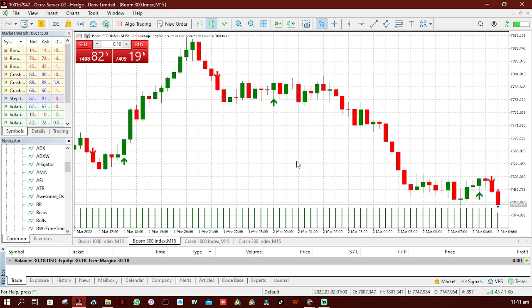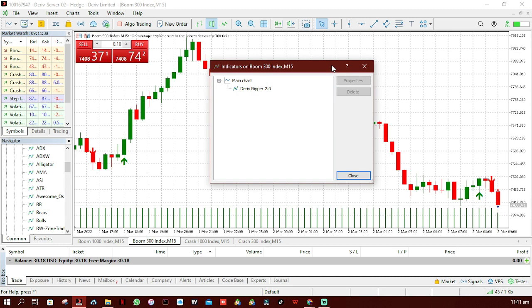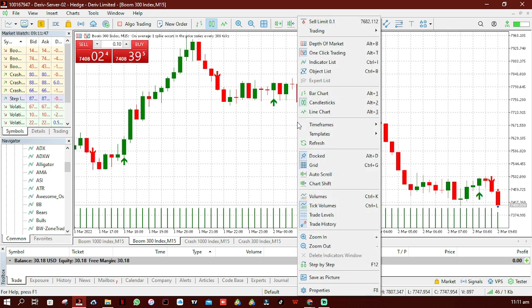So now let me start with this indicator, which is the Deriv Ripper. I'll simply click on indicator list, and it is Deriv Ripper 2.0. What I'm going to do first of all is go to the 1 minute time frame.